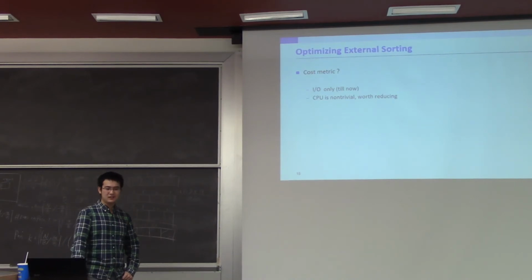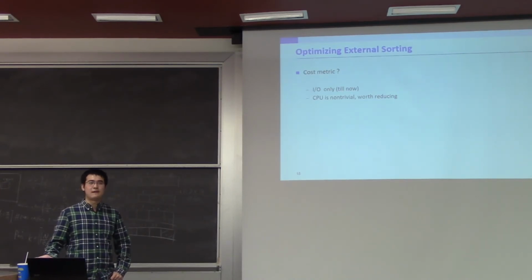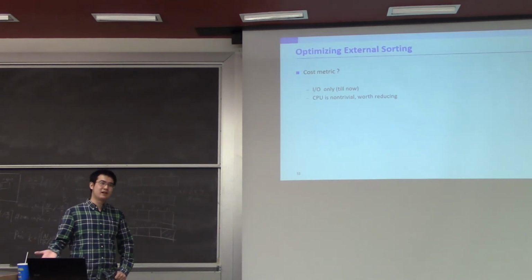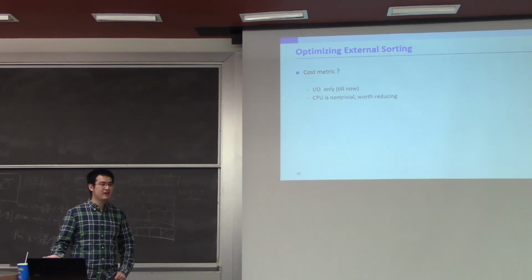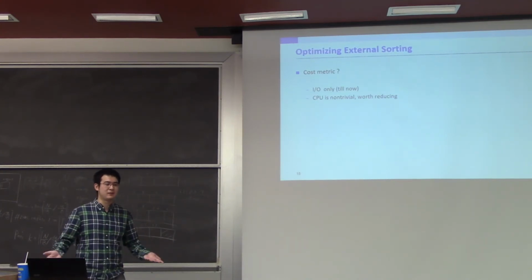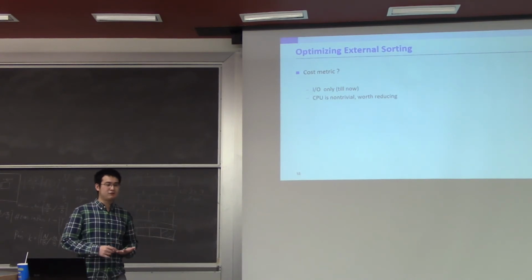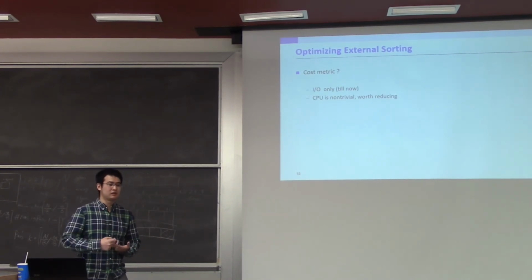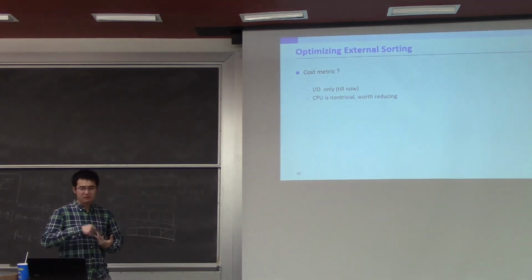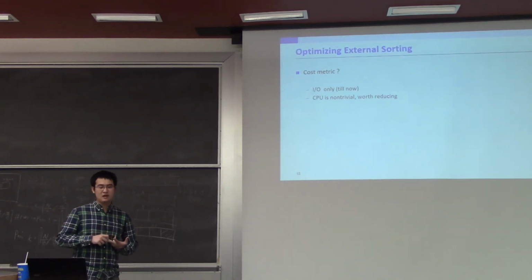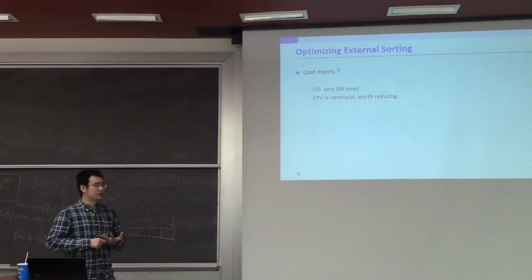We also assumed that the CPU cost is very small, but that is not always the case. If you have 10,000 memory pages and you want to sort all the data in those pages, how much data will you have? I would assume something like 10 million or 100 million records. Even then, if you do a naive quick sort on that, it will take at least 1 second, if I remember the time right. So the CPU cost is actually not very cheap, and it's worth reducing as well.